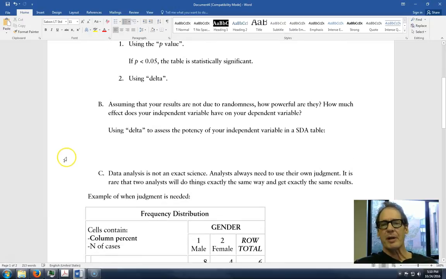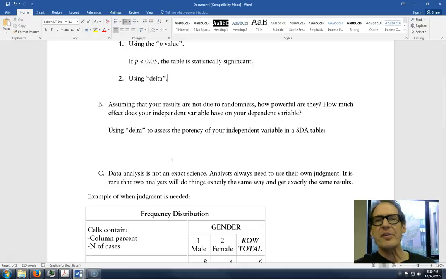So in the second part, we're asking, how strong are my results? Are they really meaningful? So it's a different way of using the word significant. So B, I wrote, assuming that your results are not due to randomness, how powerful are they? How much effect does your independent variable have on the dependent variable? Now we can measure this using delta.